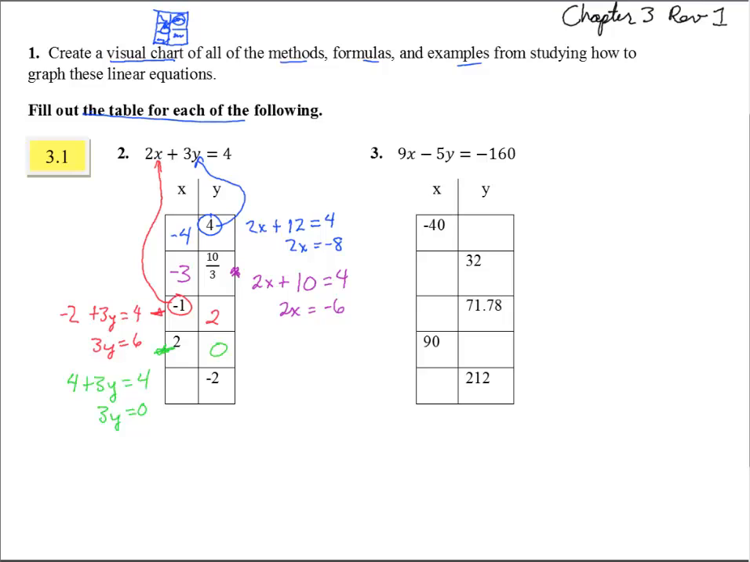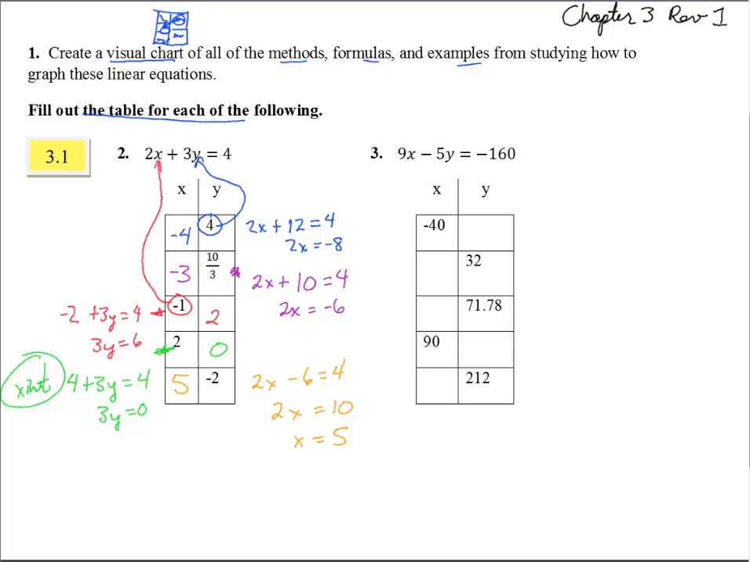Hey look, we just inadvertently found where y is 0. That's the x-intercept right there. Make a note of that. And stick negative 2 in for y and we get 2x minus 6 equals 4. Add 6 to both sides and we get 2x equals 10. Divide by 2 and we get x equals 5.